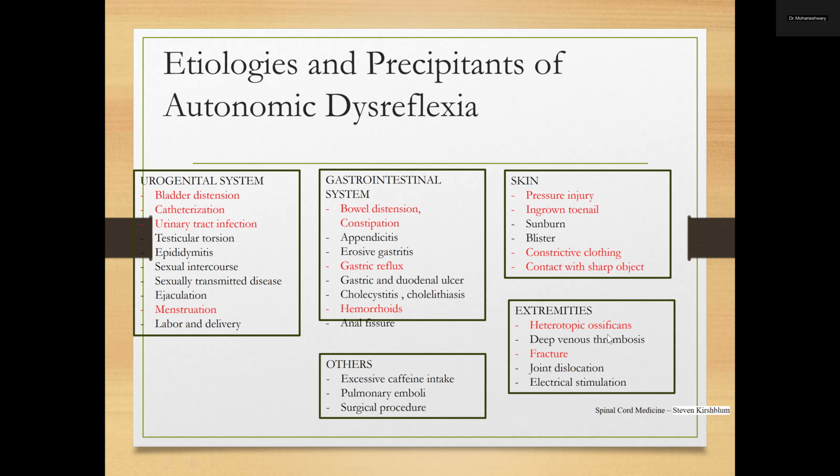Whereas in the MSK system, please look into heterotopic ossification. This can be diagnosed by X-ray, or fracture. These are also common things when, let's say, you have ruled out urogenital and GIT; please look into fractures, heterotopic ossification, or even a DVT. All right, so it is through further imaging that we can identify the etiology.